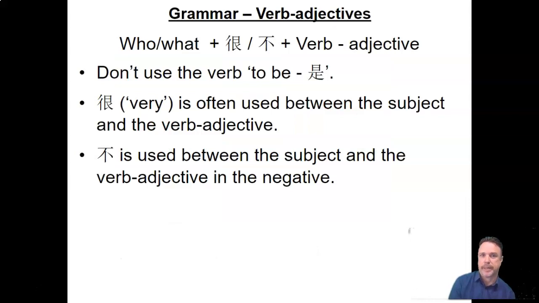So that's just summing it up. The first thing we say is who or what. It's up here. And we follow that by 很 or 不 and then the verb or adjective. Remember, we don't use shi. You're going to want to because that's what we do in English. You say I am tall or he isn't short, but you don't need it in Chinese. Third dot point there, we often use 很, very, and the last dot point, if it's a negative sentence, you just use 不. So again, this is where you pause it and write these rules down in your book.